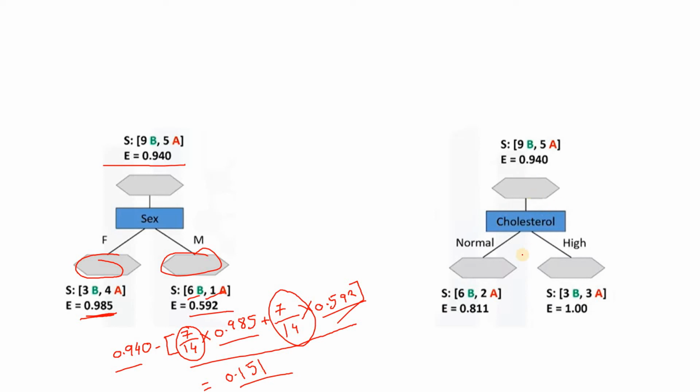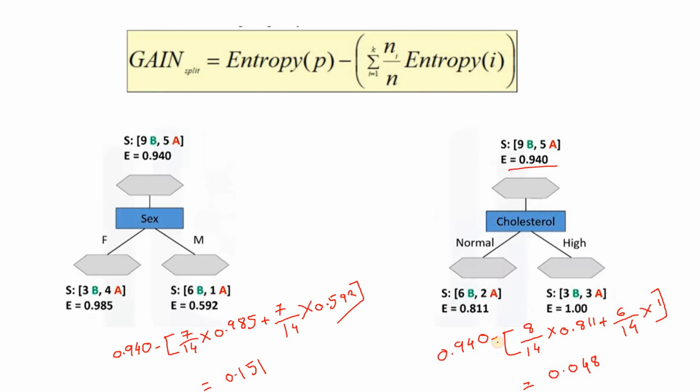Similarly, compute for this. How? Very simple. 0.940 minus, see here, how many data points are present? 6 plus 2, 8. Actually there were 14. So 8 by 14 multiplied by the entropy 0.811. In this particular node, 3 plus 3, 6. 6 out of 14 data points are coming. So 6 by 14 multiplied by entropy 1. If you compute this, you will get 0.048. So basically, parent entropy minus weighted entropy after splitting. This is how we compute the weighted values.